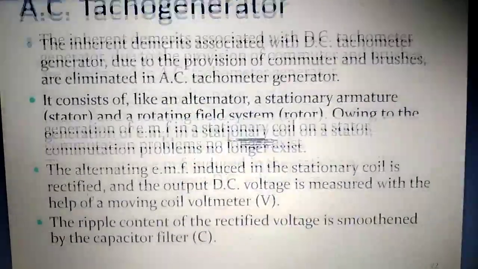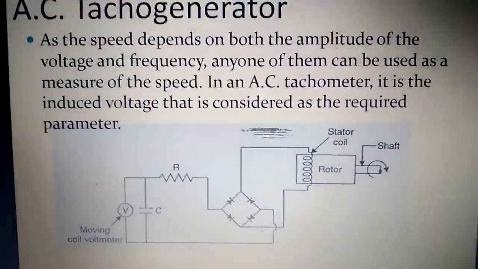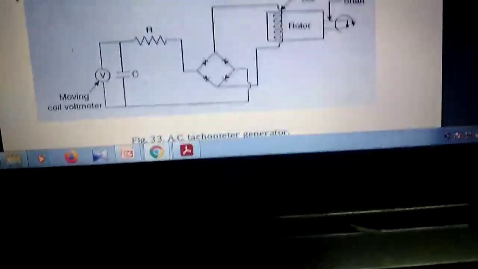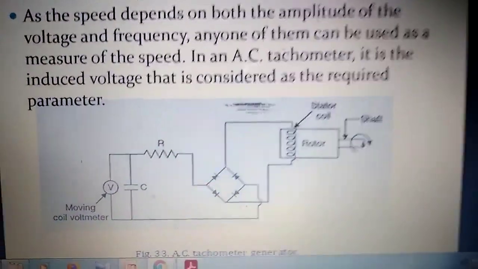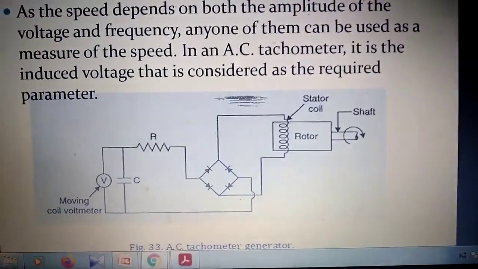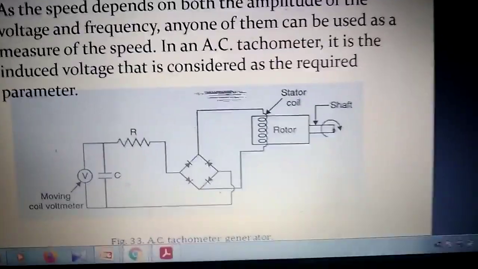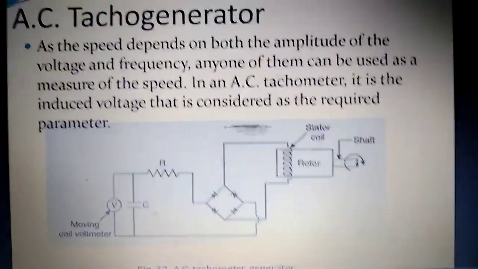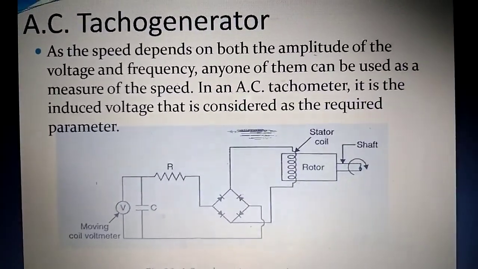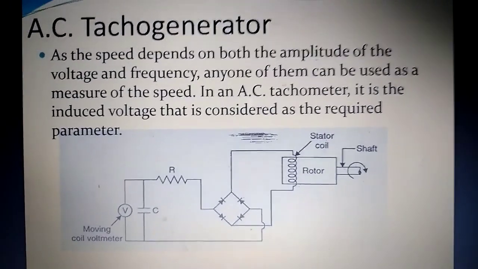Let's see the circuit diagram of the AC tachometer. The main parts of the AC tachometer are here: rectifier, capacitor filter, stator and rotor. This is the circuit diagram of the AC tachometer. Now let's see the construction details and working principle of this AC tachometer.